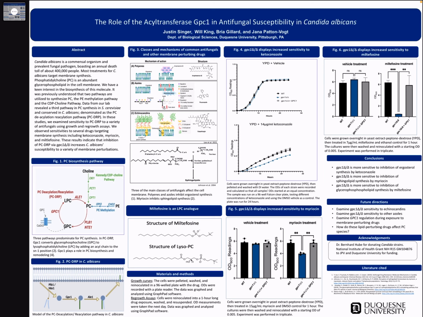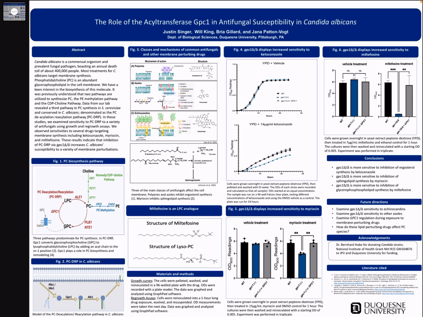our lab, and it works in the PC deacylation-reacylation pathway, also known as PC drip, which you can see in figure 1. This involves taking a PC molecule, deacylating it, and then forming just the head of the lipid, and then it gets reacylated one more time by Gpc1 to LPC, and then it can get acylated one more time to go back into a PC molecule where it can be reincorporated back into the membrane.